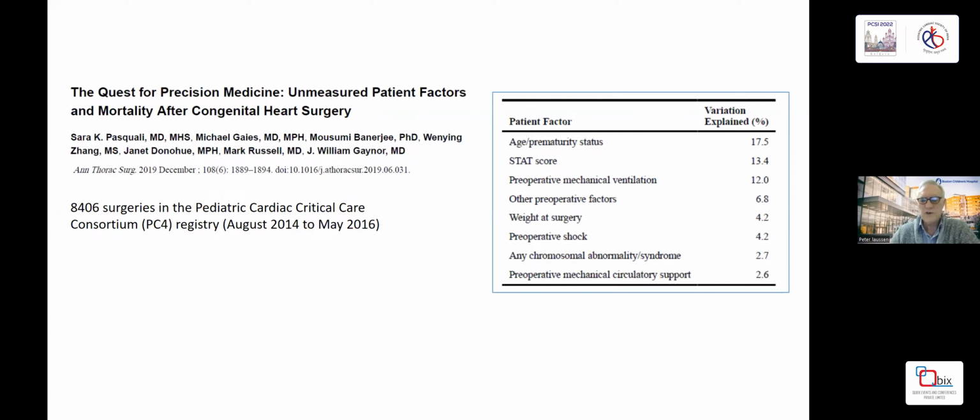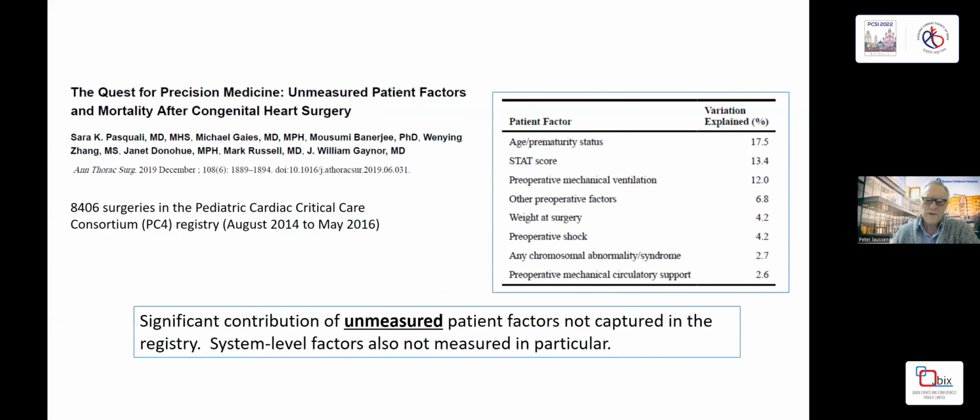That's not new information. But what they did confirm was that there was a significant contribution to mortality of unmeasured patient factors that are simply not captured within the registry or within the EMR for that matter. And system level factors in particular were not measured. How we make decisions, how we practice as a team and as an organization. Some of those factors are very important.